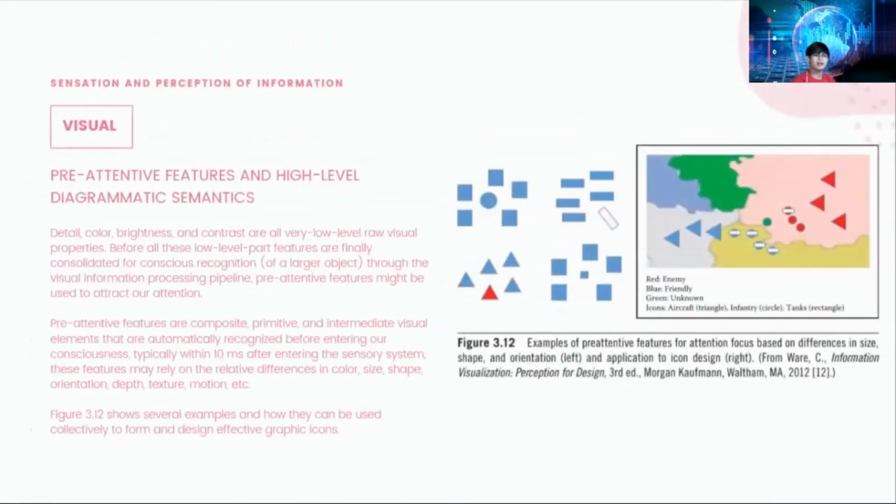Next, the pre-attentive features and high-level diagrammatic semantics. Detail, color, brightness, and contrast are all very low-level raw visual properties. Before all these low-level features are finally consolidated for conscious recognition of a larger object through the visual information processing pipeline, pre-attentive features might be used to attract our attention.